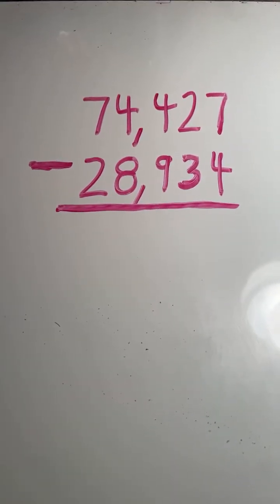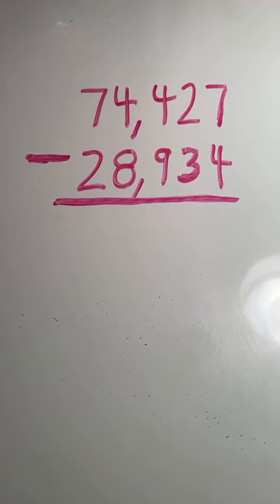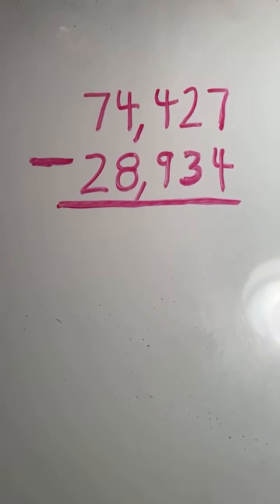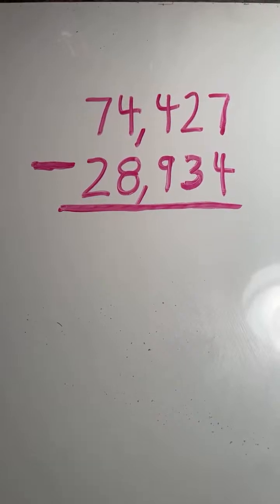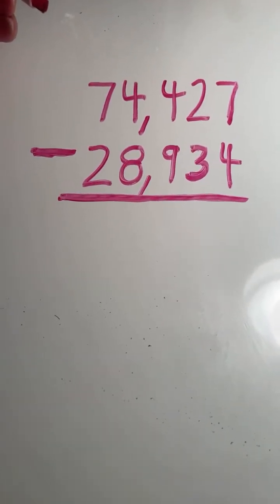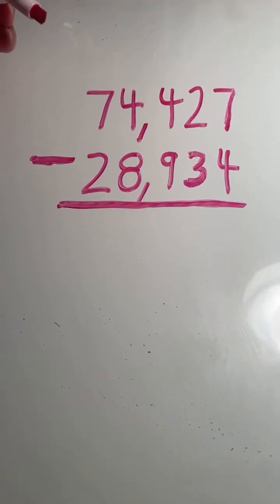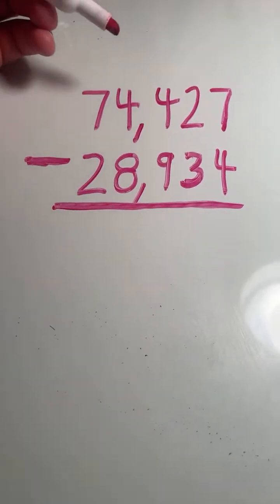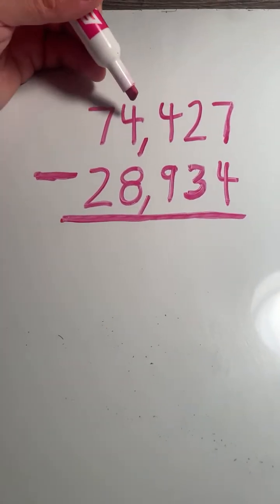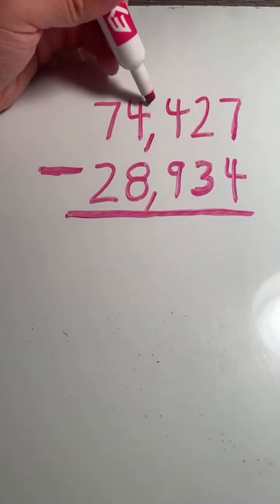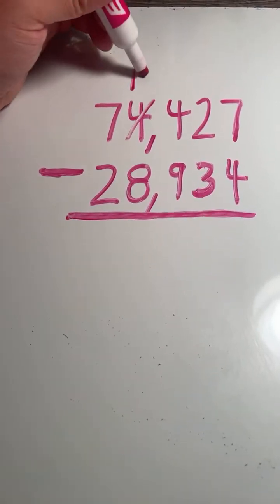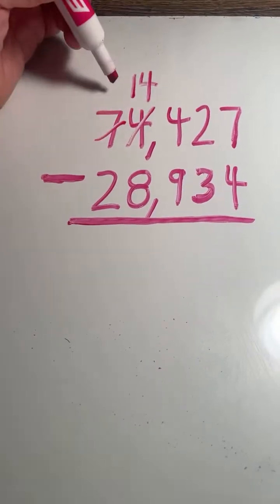All right, 74,427 minus 28,934. So, again, we are going to do all our regrouping before we do any subtraction. So you cannot start out with 4 and take away 8, so we have to take a 10 from the 10,000s place. That 4 is going to become a 14, and then that 7 is going to become a 6.